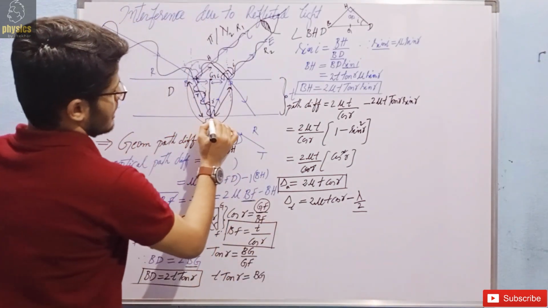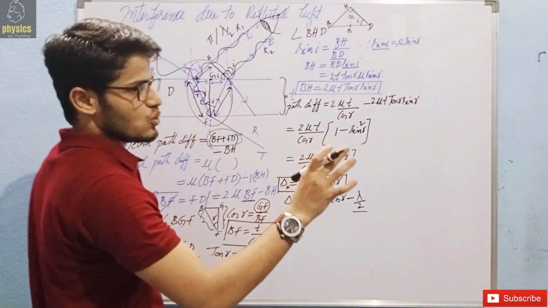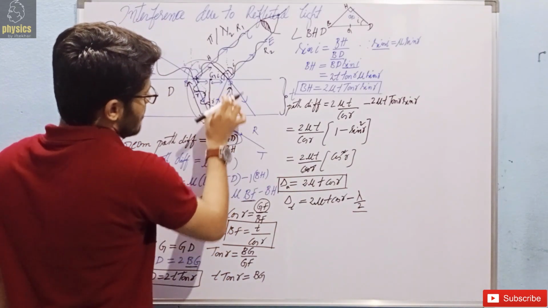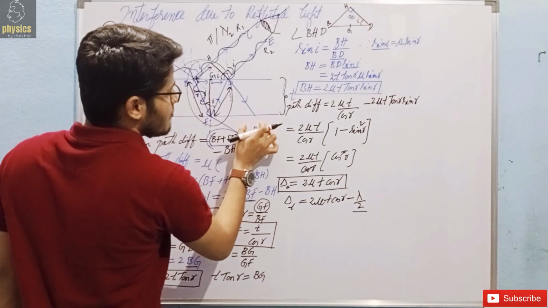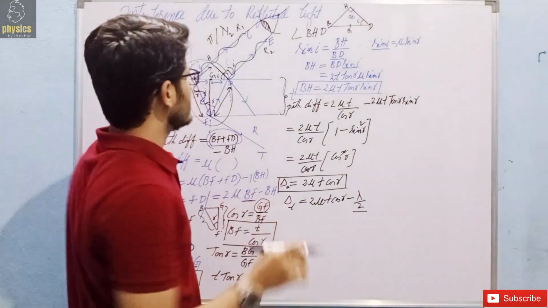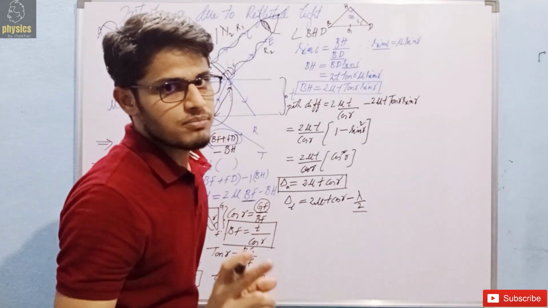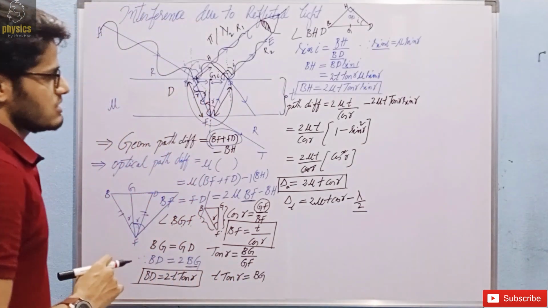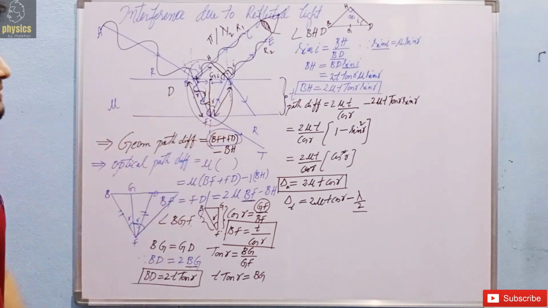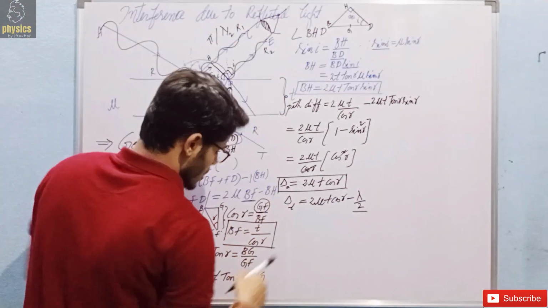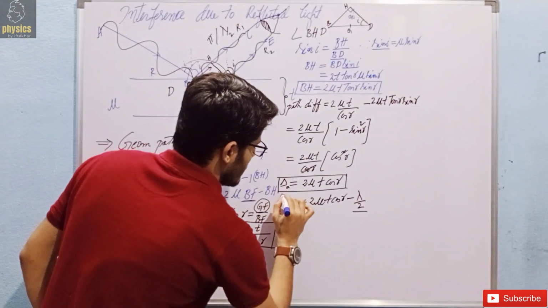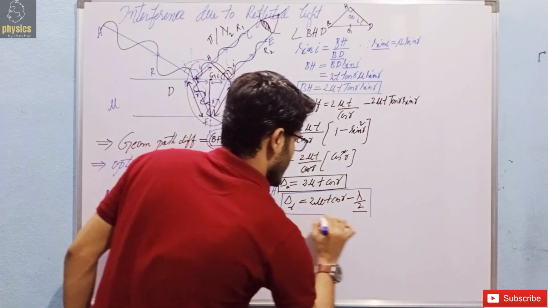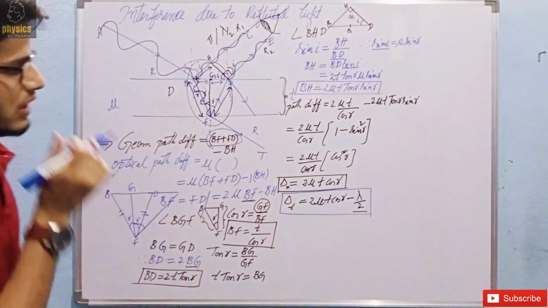You see, this ray is suffering reflection, that is okay, but this reflection is happening due to the boundary of rarer medium. That's why this ray won't have the phase change and the path difference. That's why this won't get it. So this is the true path difference between the ray 1 and the ray 2.